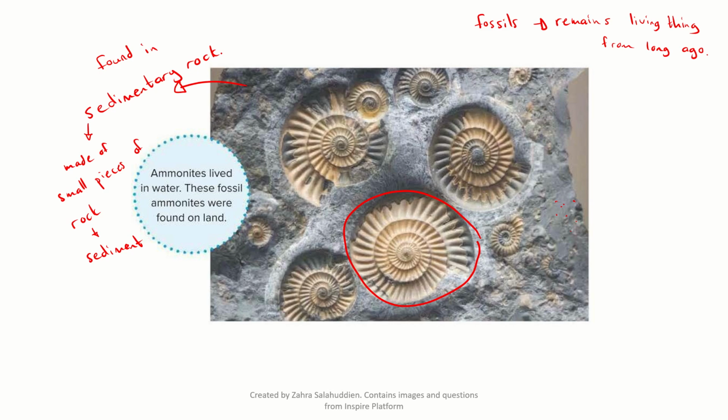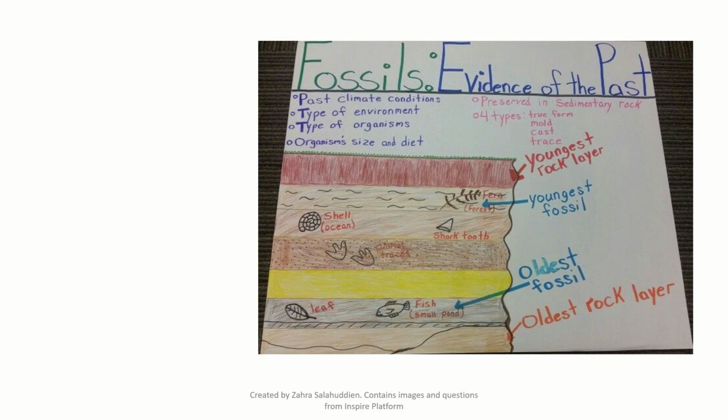So why do scientists study this? They study these fossils because as they look at them, it gives them clues about different things from the past. So it tells us about the climate conditions. That means, what was the weather like? Was it hot and wet? Was it dry and cold? These types of things. So how do we know what the weather was like? By looking at the organism that we find in the rock.